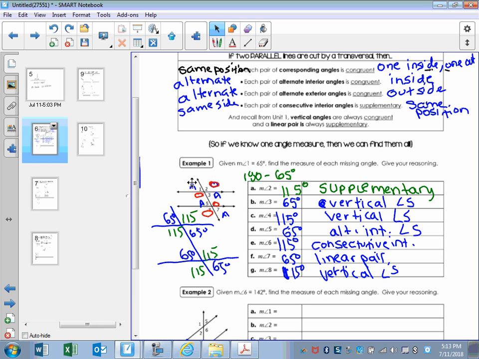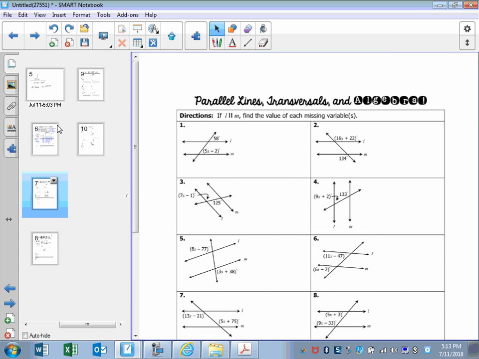Do example 2 and use this as a guide to figure out how to do this work. Okay?